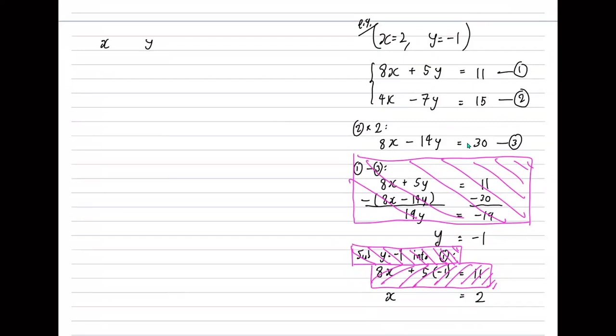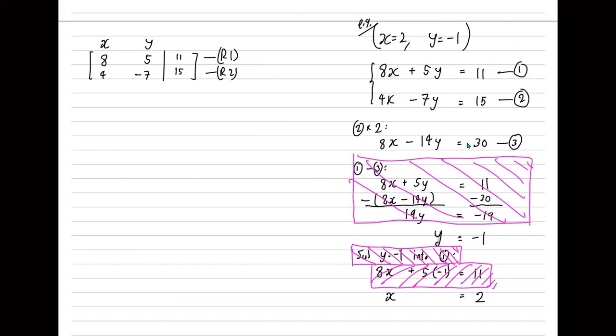a header, and then I'm just going to list down the coefficients. So there's an 8, there's a 5, there's a 4, there's a -7. Then I just draw an open bracket, open matrix, and then I draw a vertical line. Then I draw 11 and 15. Close the bracket. I'll call this row number 1, row number 2. You don't have to label row 1 and row 2.